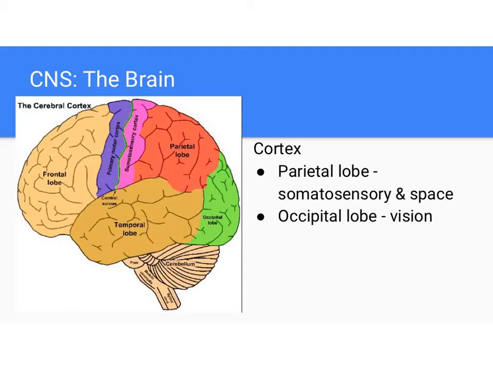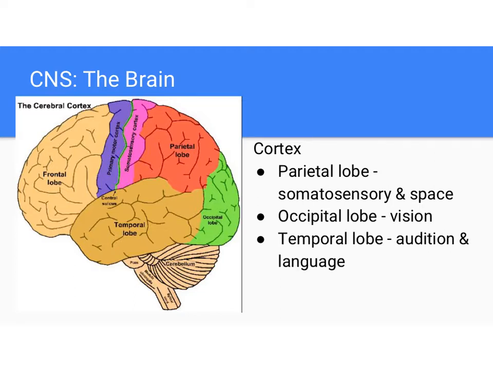In the back of the brain, which is really at the opposite end from where the eyeball would be, that's where visual information is coded. So the occipital lobe in the back of the brain, green here on this slide, is coding for vision. It receives visual information from the visual system.